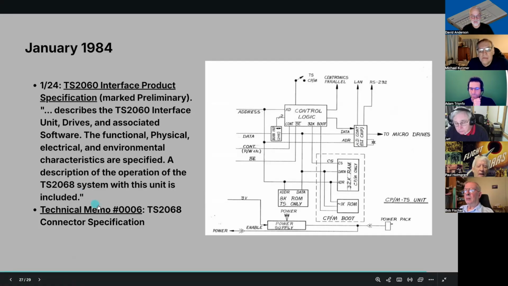And they're still putting out these technical memos for the folks who are developing hardware and software. So if you were a developer, you could have gotten on this list to receive these technical memos.